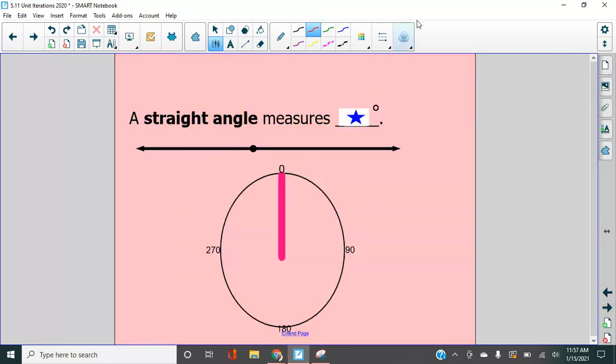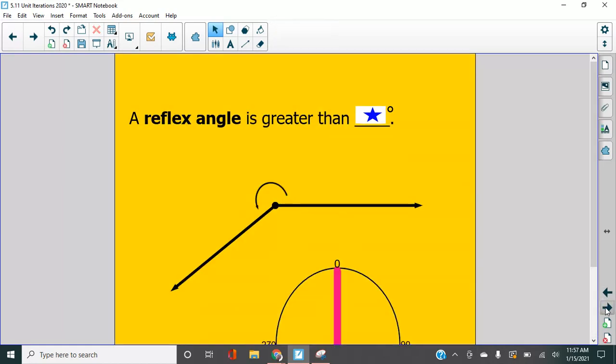A straight angle, my favorite name in math. Let me make it for you. How many degrees is that straight angle? It's 180 degrees. Okay, so knowing these different types of angles is important.